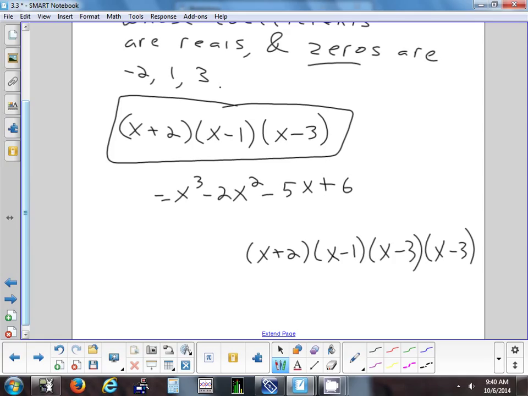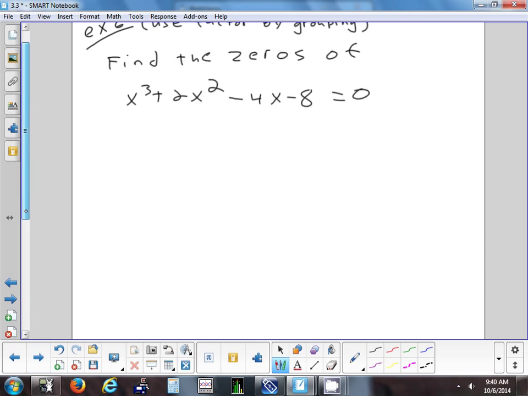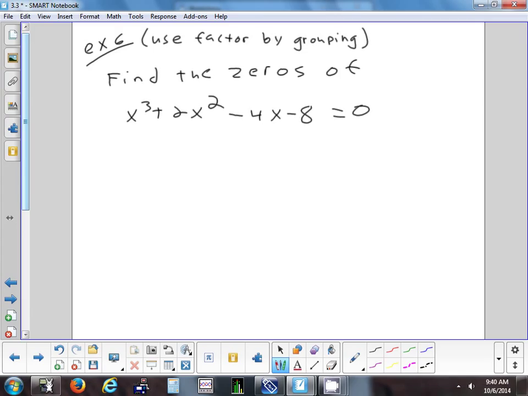Okay? This would look more like a W shape. The one up above would have the cubic behavior where each end goes to positive and negative infinity. All right, so let's try to find the zeros of this cubic equation.